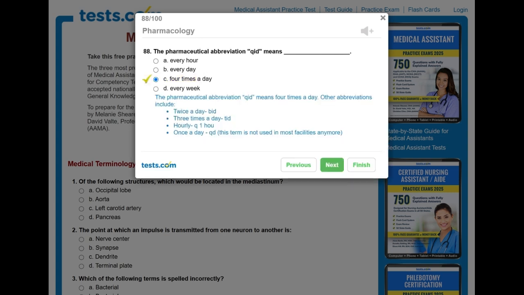C. 4 times a day. The pharmaceutical abbreviation QID means 4 times a day. Other abbreviations include twice a day, BID, 3 times a day, TID, hourly, Q1H, once a day, QD. This term is not used in most facilities anymore.